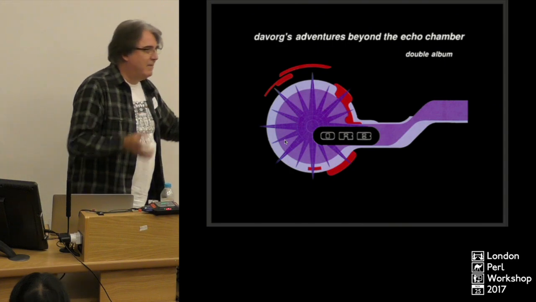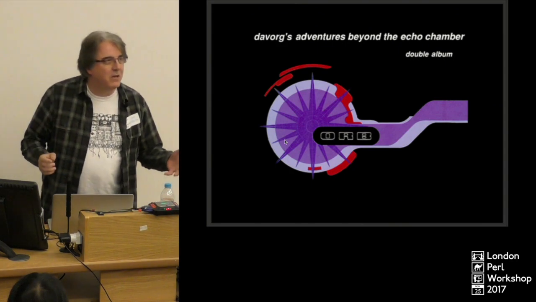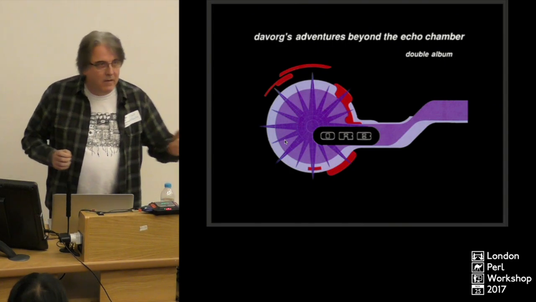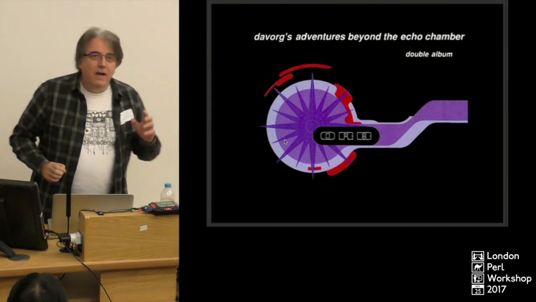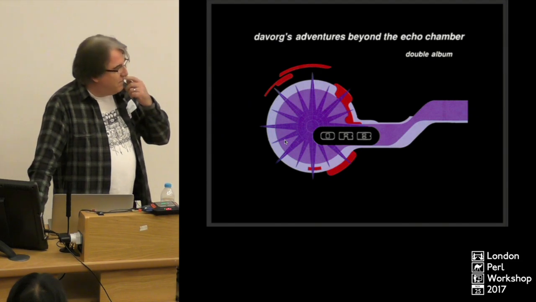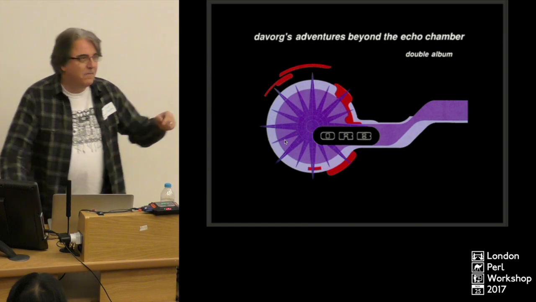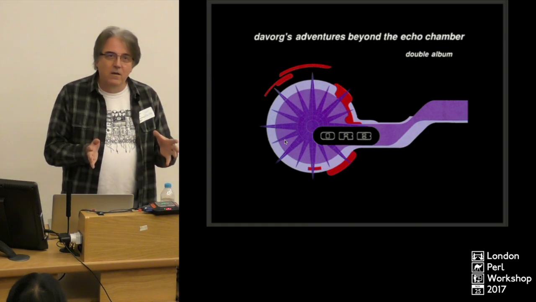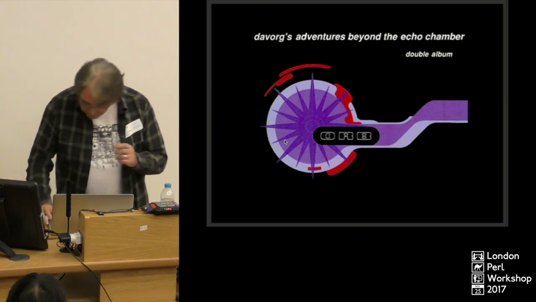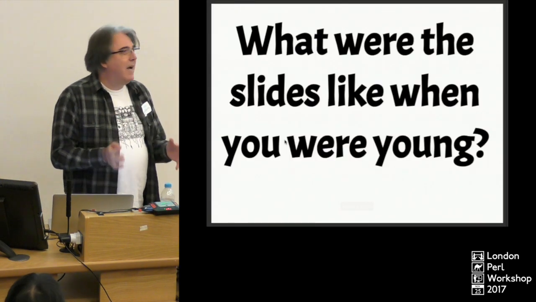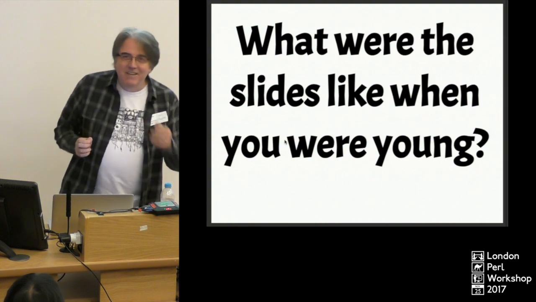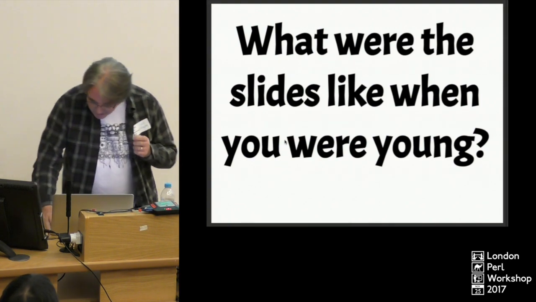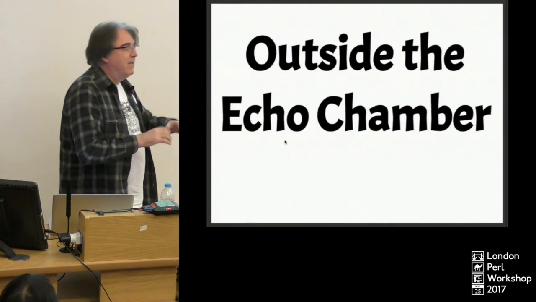I always talk about things beyond the echo chamber, and I thought Adventures Beyond the Echo Chamber, hey, that's an Orb album, so a visual pun. Then I thought, hang on, the first track on that album, Little Fluffy Clouds, the one everyone knows, that's 4.5 minutes long, so I don't need to give a lightning talk. Look, what were the slides like when you were young? But no, I couldn't think of any more jokes.